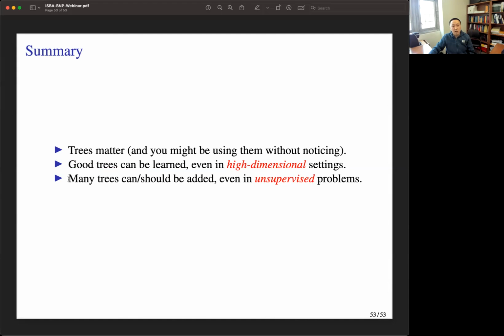And then finally, even in unsupervised settings, trees can and should be added if your goal is to estimate probability measures in high dimensional settings. Thank you all for your attention. That's all of my presentation.